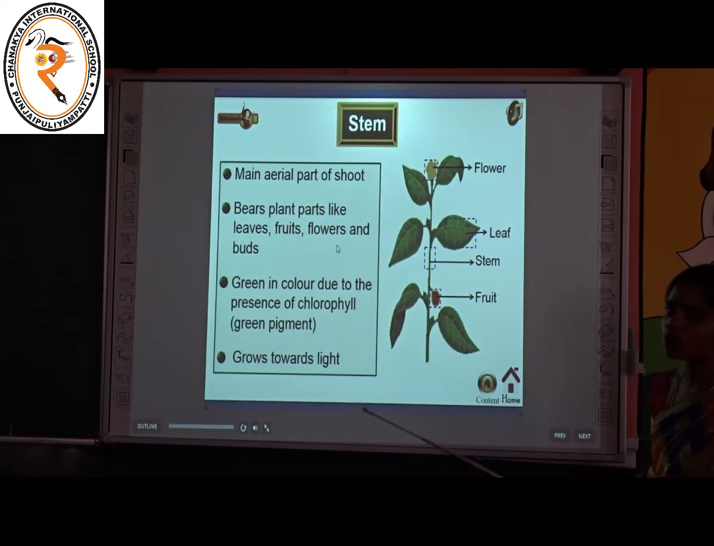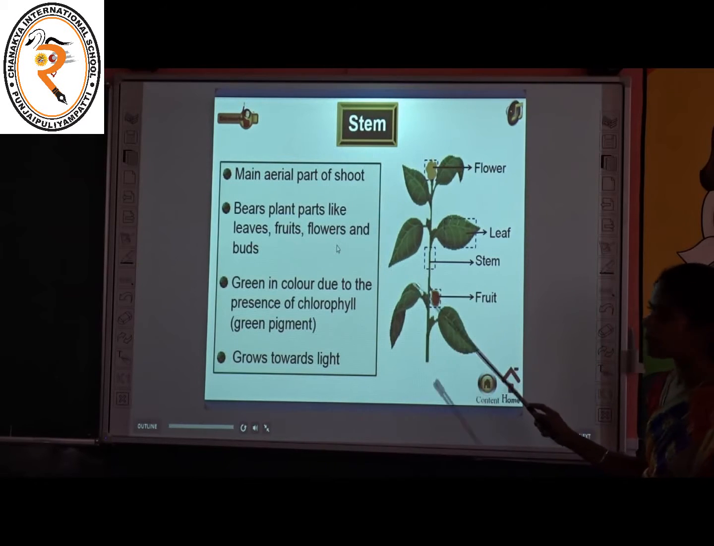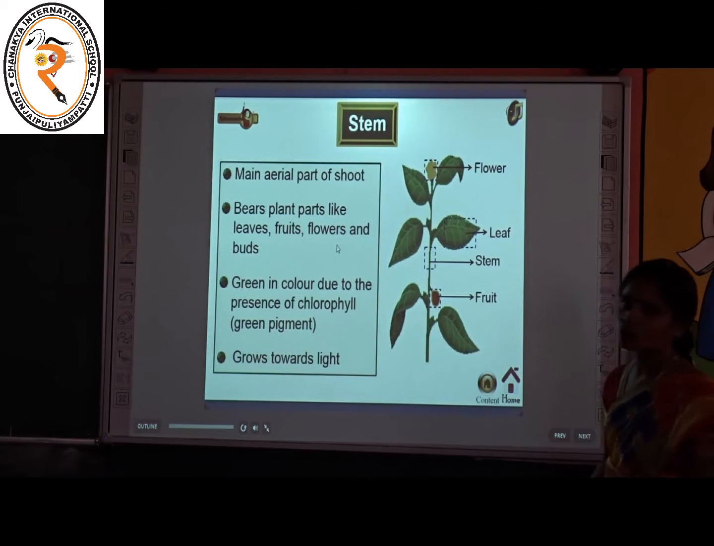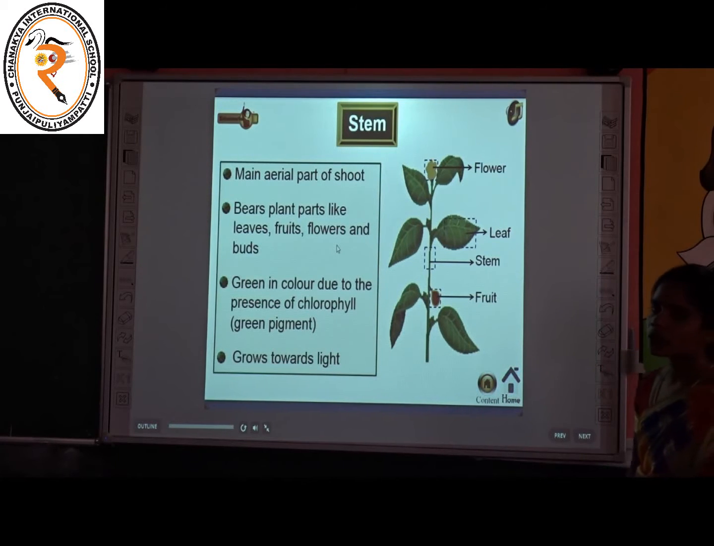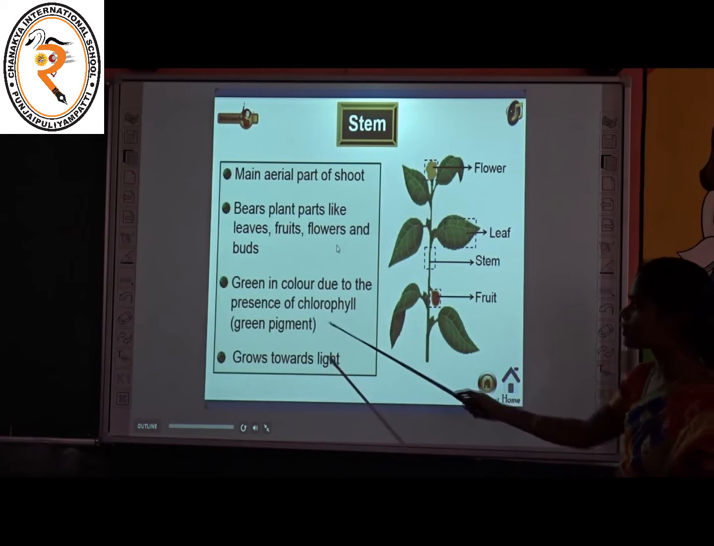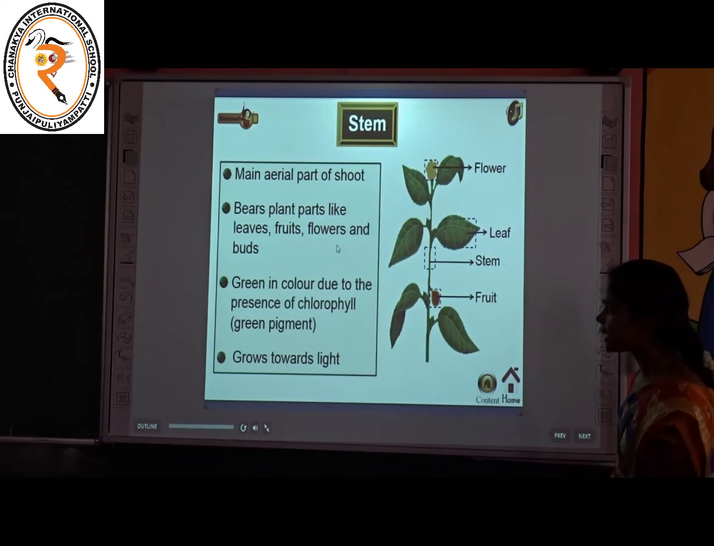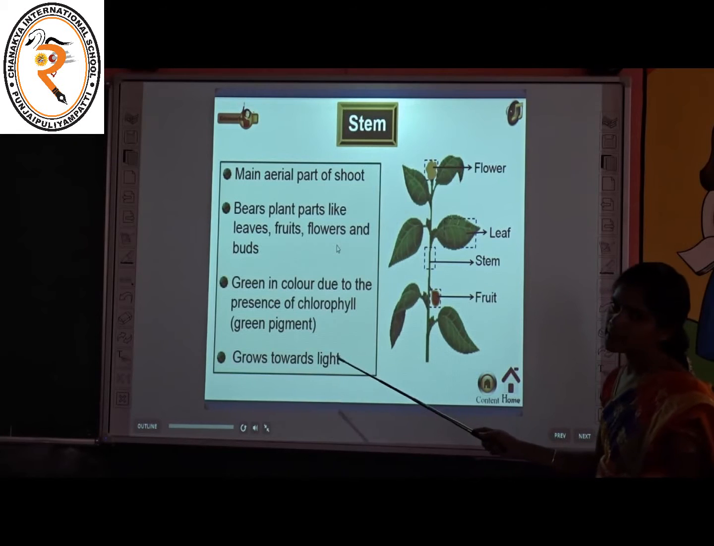That is, it holds the other parts of the plant, and it is green in color due to the presence of chlorophyll. The green pigment present in the leaves or the plant is called chlorophyll. So due to the presence of chlorophyll, it is green in color and it grows towards sunlight.